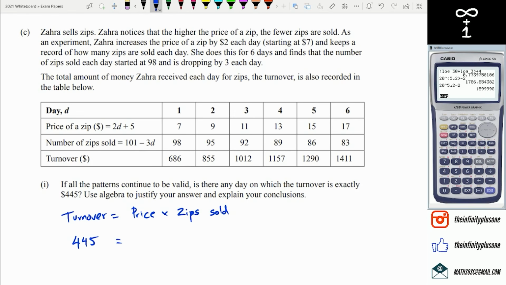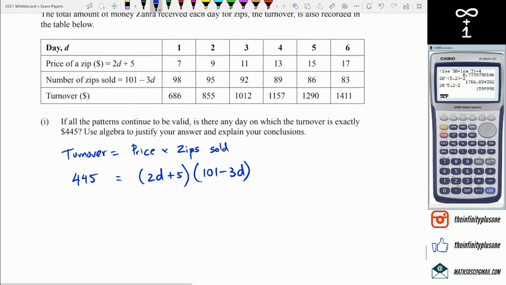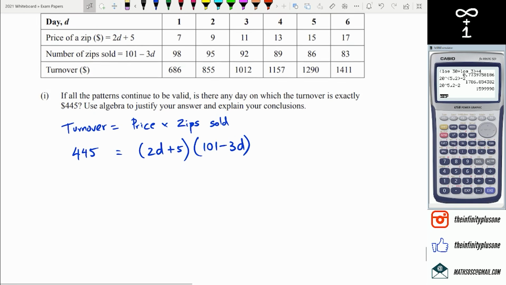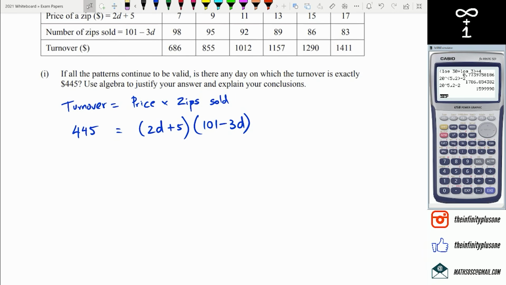The price equation is 2D plus 5, and the zips sold is 101 minus 3D. So what we have to do is solve a quadratic equation. We're going to expand the quadratic, put it equal to 0, and solve it. That's what we're going to do. So we've got 445 equals, what have you got?